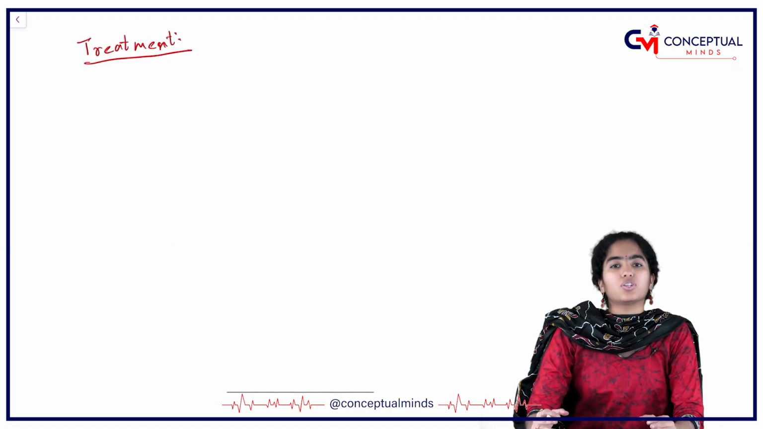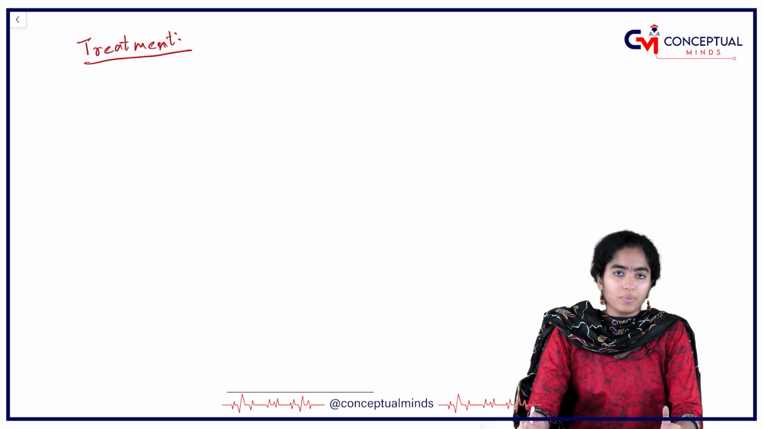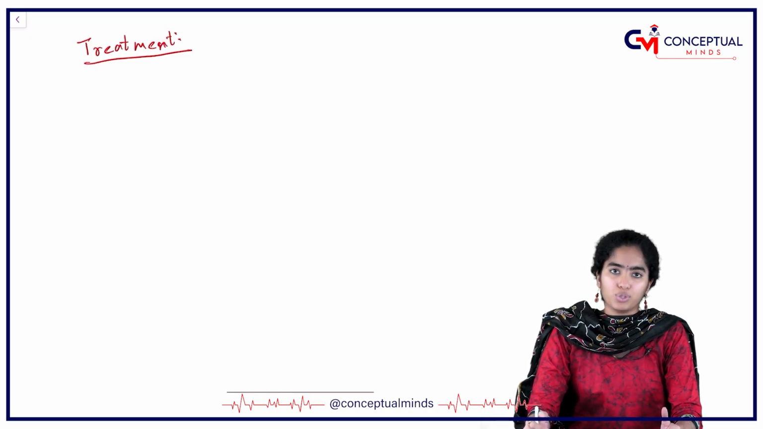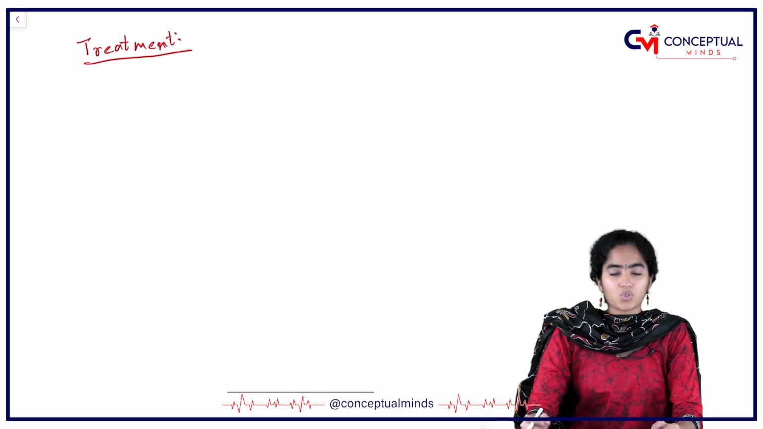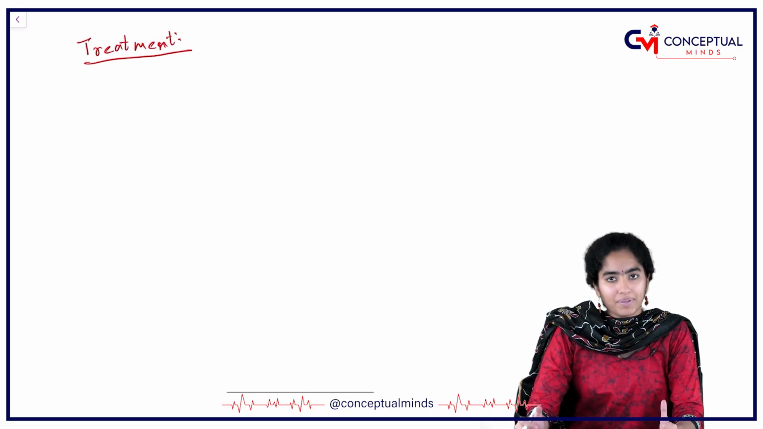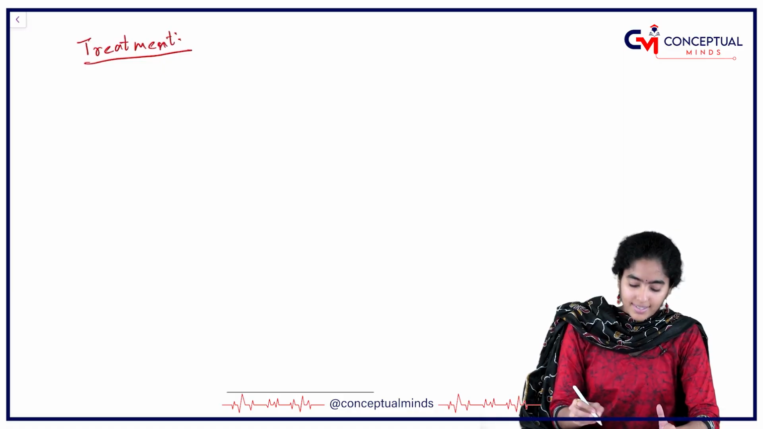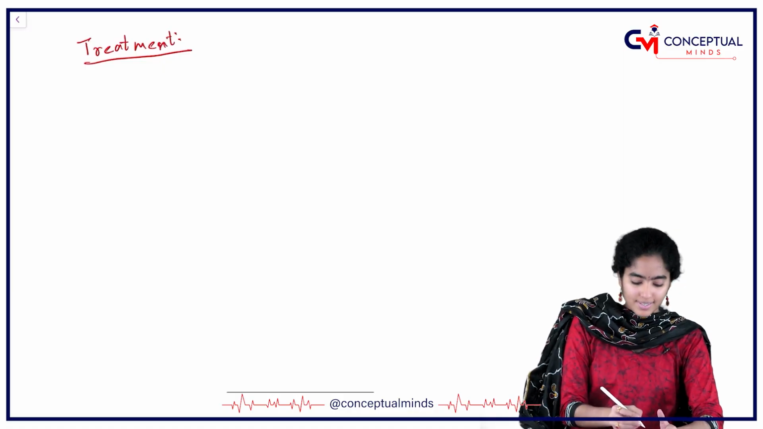One is the general measures that the patient has to take after he has been diagnosed as a case of Meniere's disease. And second is during an acute attack when the patient comes to you, what you have to do. And third is what are the chronic measures. In a chronic patient of Meniere's disease, what treatment has to be given. That is mostly to prevent further attacks. Okay. So first let us study about the general measures.